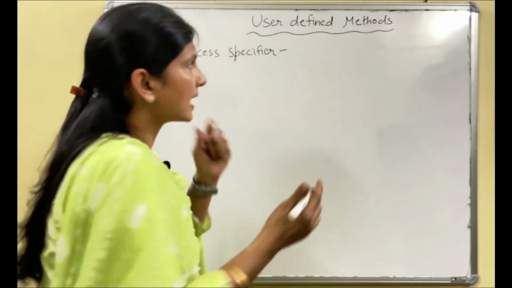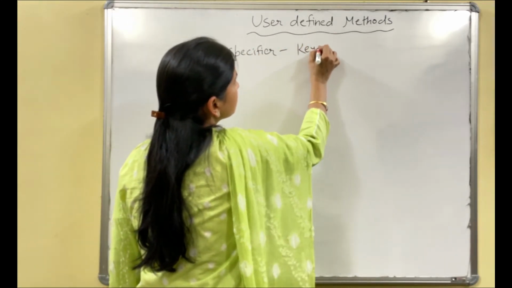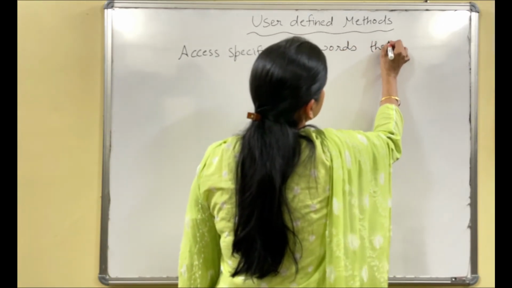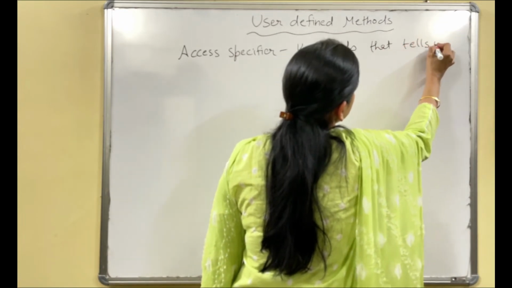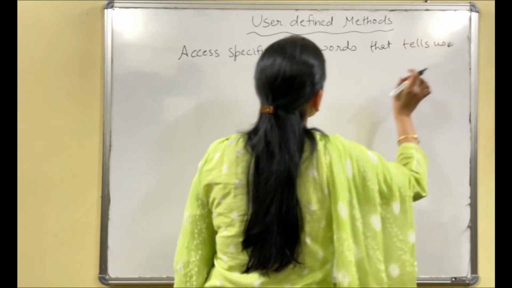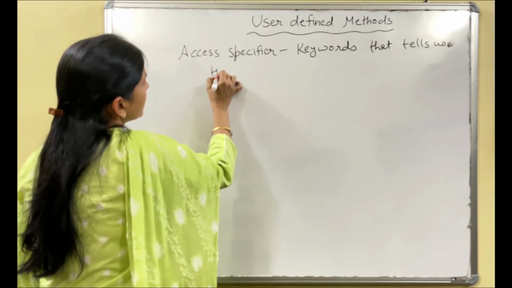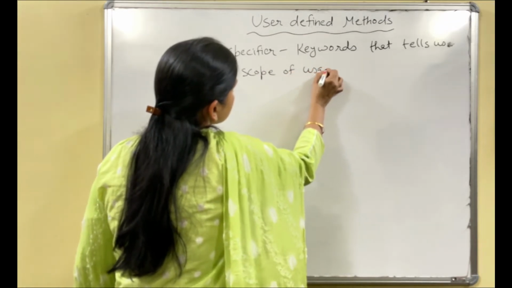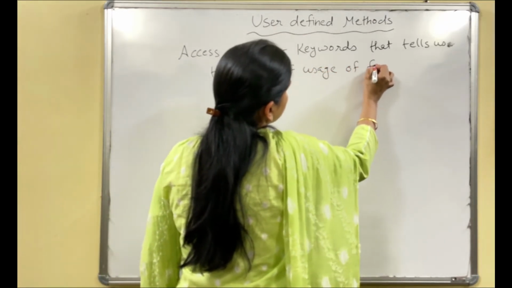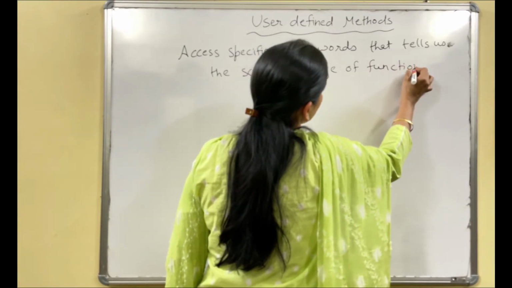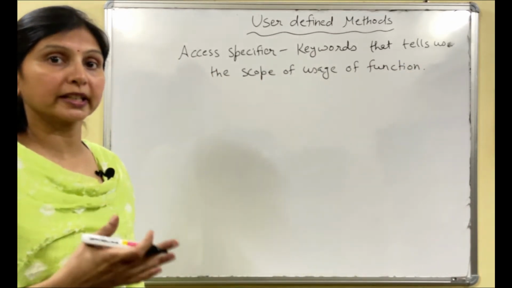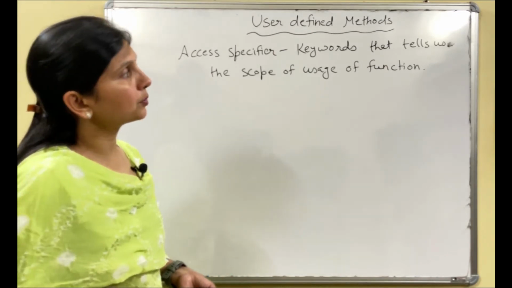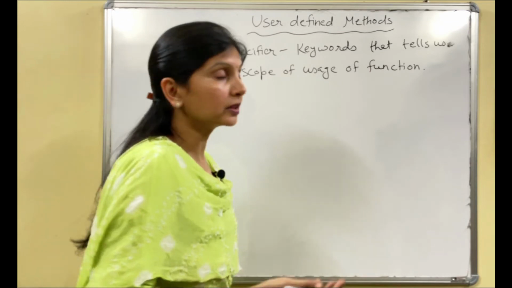Access specifiers are the keywords that tell us the scope of usage of a function, that tells us where we can use the function. It depends upon the access specifier. Now what types of access specifiers, what are these keywords?